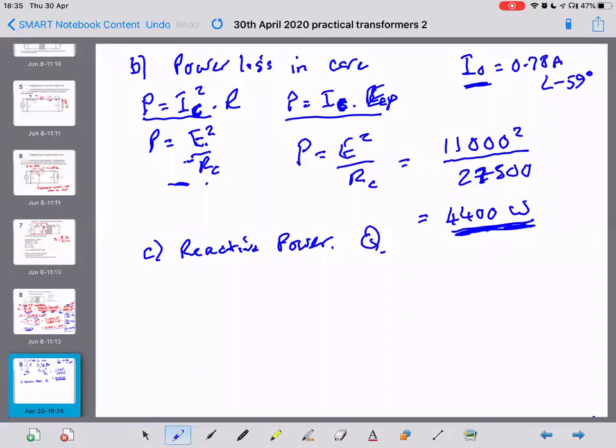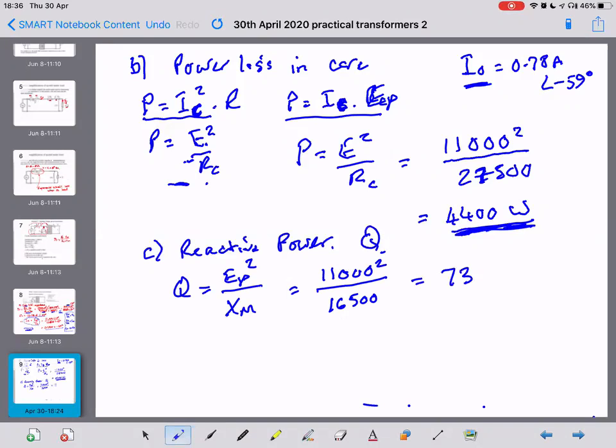Presumably what you've done, Robbie, is said Q is equal to the applied voltage squared over XM, yeah? Yep. And that's 11,000 squared divided by 16,500, which is 7,333 var. Yep.